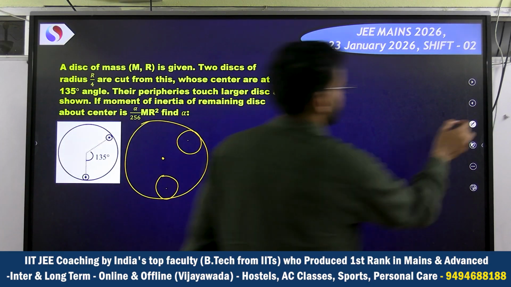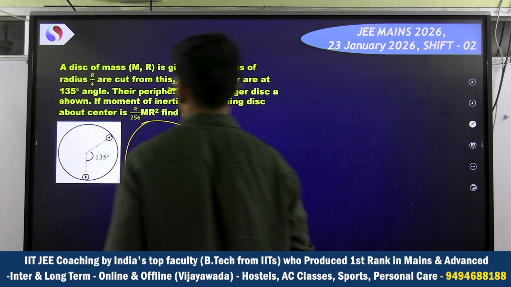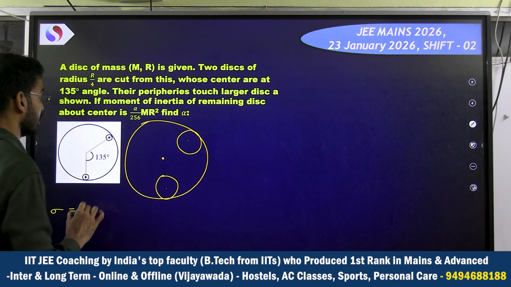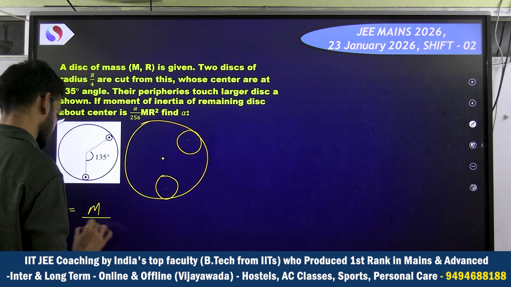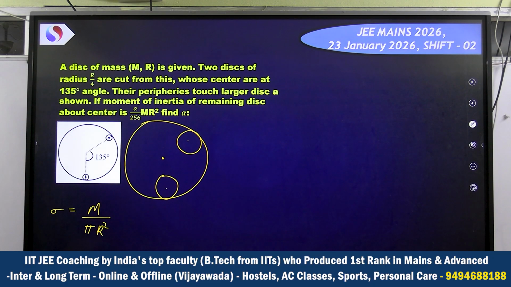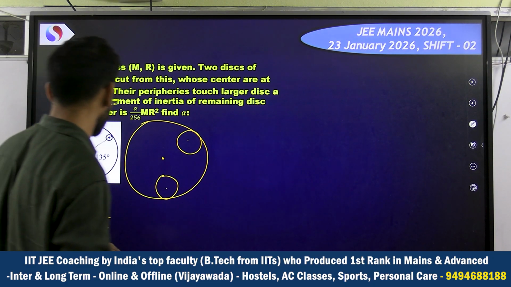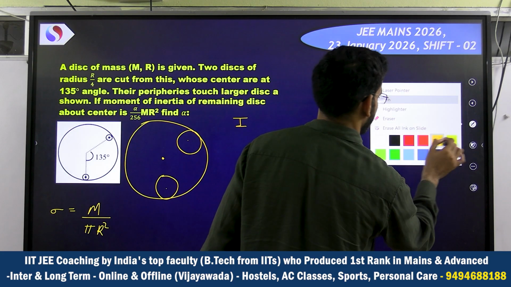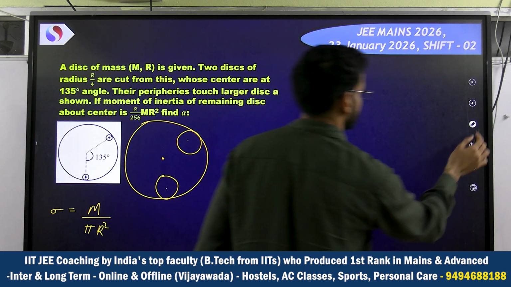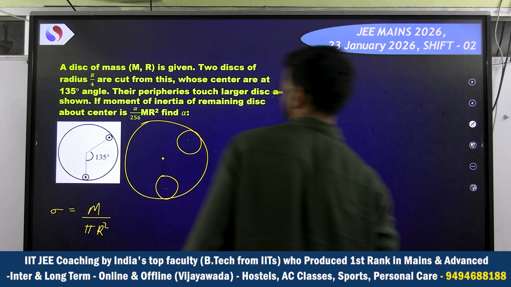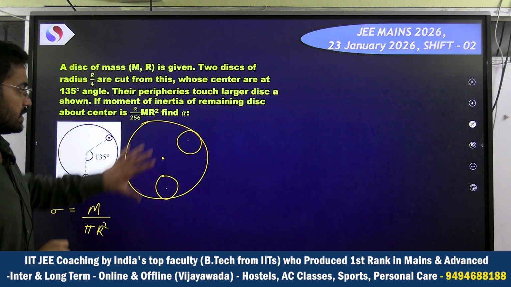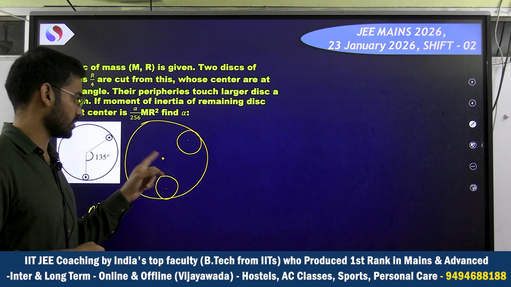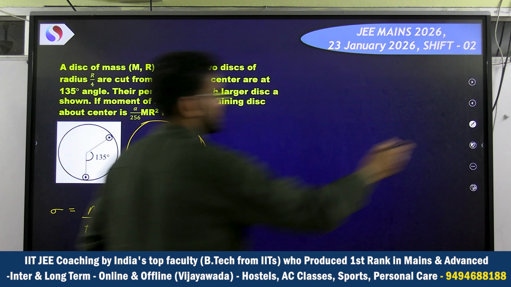Let's start. First of all you go for the density as we always do, right? For the initial disk, the areal mass density sigma is M upon pi r square, right? Now you write down the moment of inertia. Try to understand one thing before writing. The moment of inertia will be the total disk moment of inertia minus the moment of inertia of this disk about this axis and this disk about this axis. That's how you will write it.